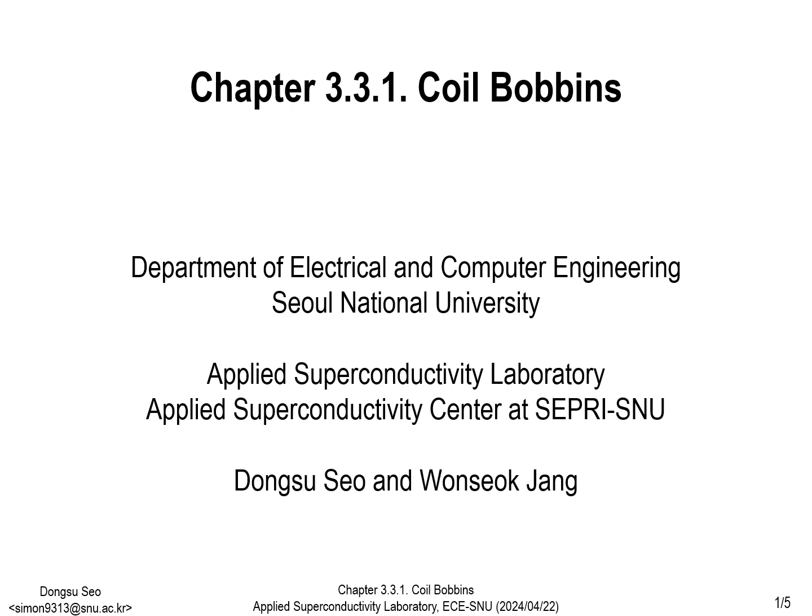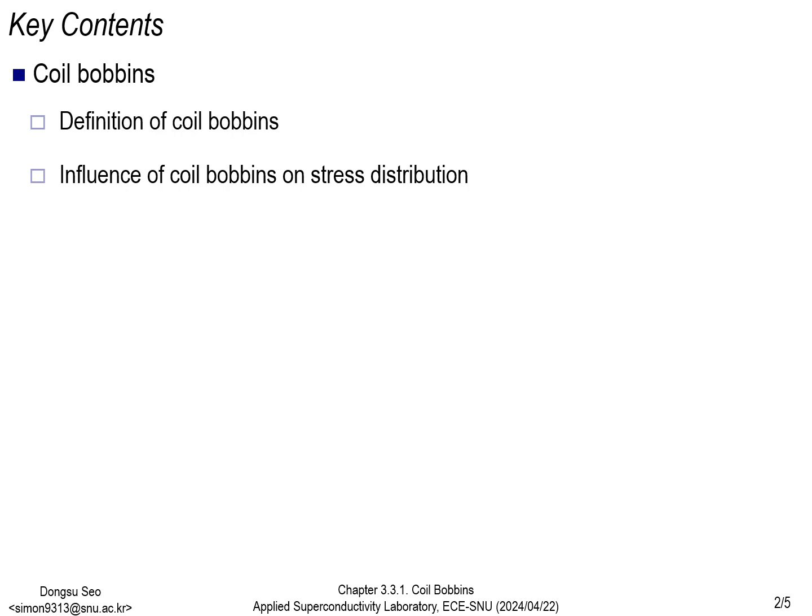Today we will learn about the coil bobbins. In this lecture, we will cover the coil bobbins in two sections. First, we will define coil bobbins and describe the shapes and materials used for the coil bobbins. Second, we discuss how the presence of the coil bobbins affects the stress distribution of the wound superconducting magnet.